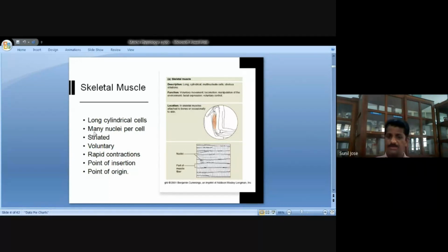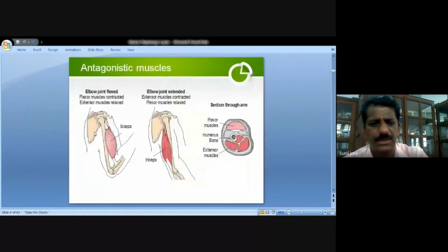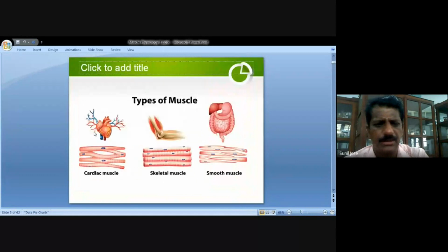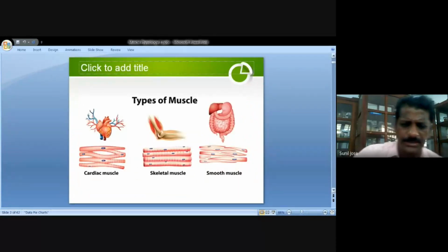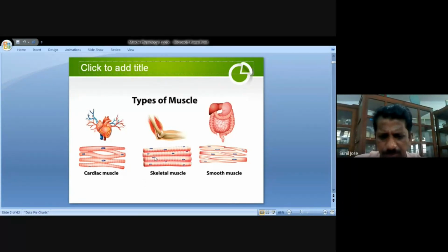Now another property of the skeletal muscle is the presence of striation. Here you can see the nature of striation of a skeletal muscle. In each skeletal muscle there will be a lot of markings like zebra crossing markings, and these markings are known by the name striation.